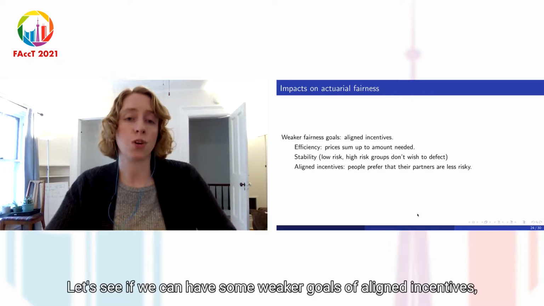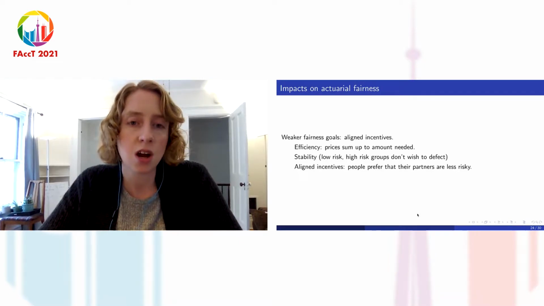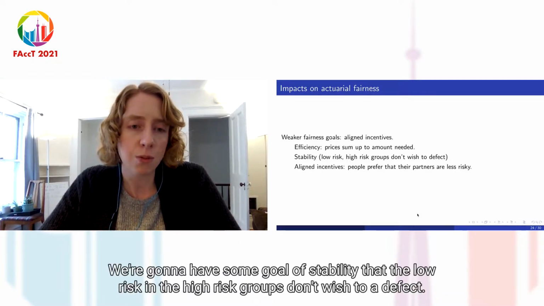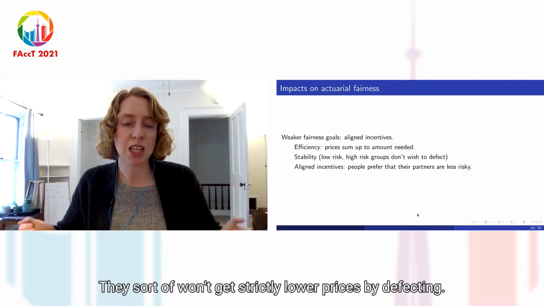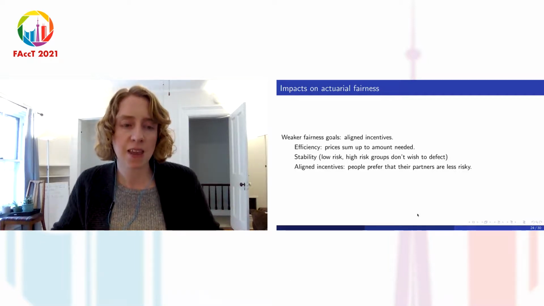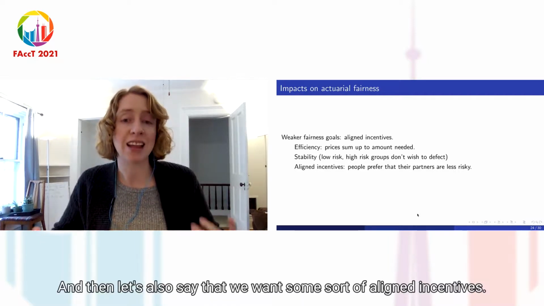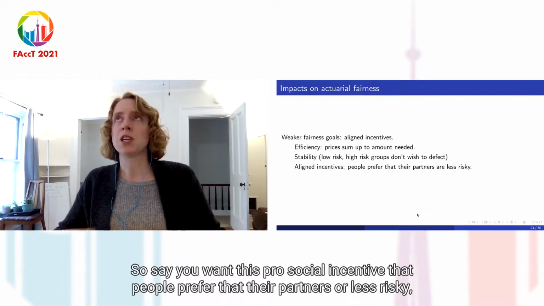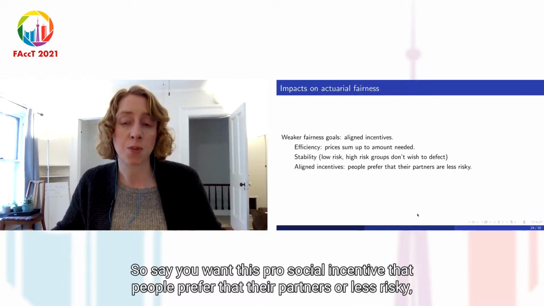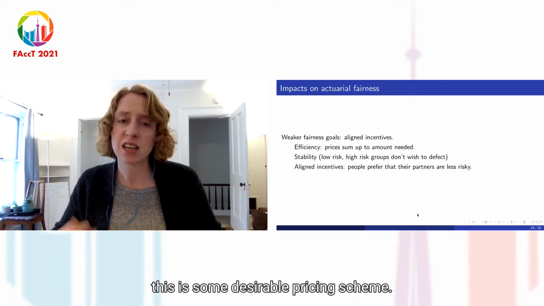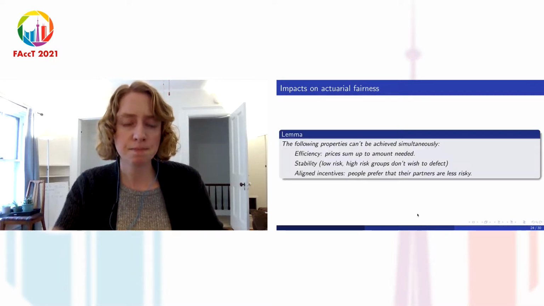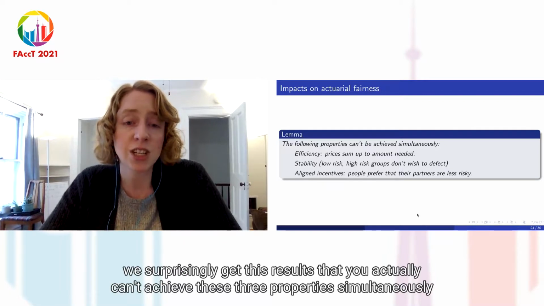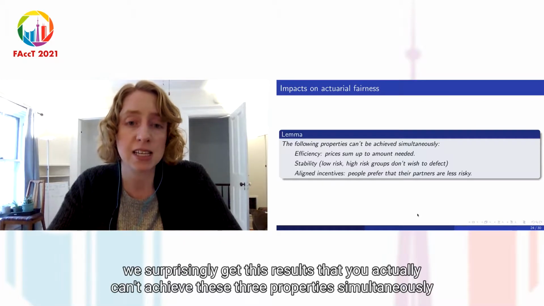Let's see if we can have some weaker goals of aligned incentives. We're going to keep our efficiency goal. We're going to have some goal of stability, that the low-risk and the high-risk groups don't wish to defect. They won't get strictly lower prices by defecting. And then let's also say that we want some sort of aligned incentives. So say you want this pro-social incentive that people prefer that their partners are less risky. This is a desirable property you might want in a pricing scheme. Surprisingly, we get this result that you actually can't achieve these three properties simultaneously.